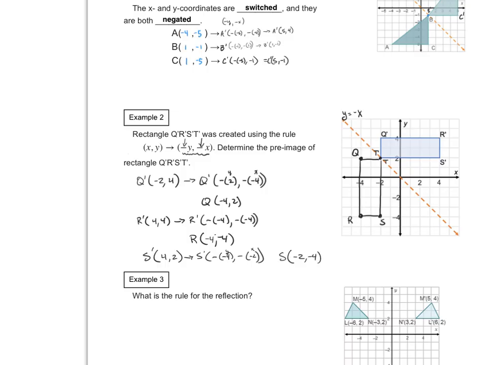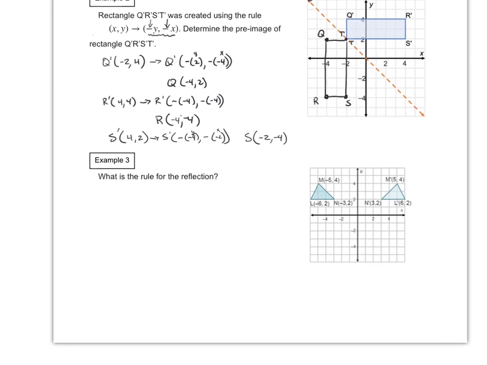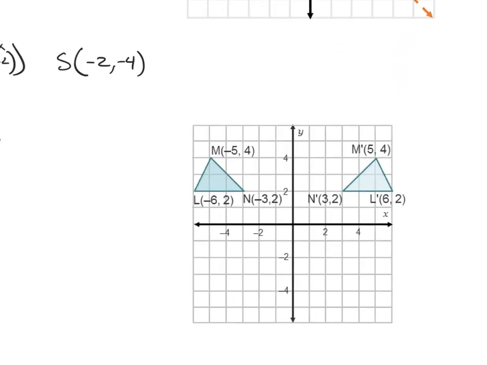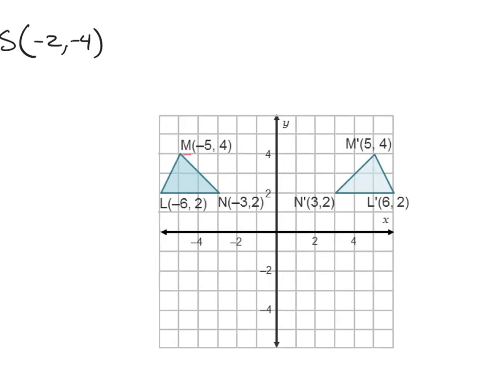So that's how I can determine the preimage. Some of you may have looked at it and said, I can just draw it without doing any math, but the math will get me there. Just remembering, what is the rule for the line of reflection? Connect your corresponding points. This went from here to here, and from here to here. So it looks like I have a line of reflection right over the y-axis.